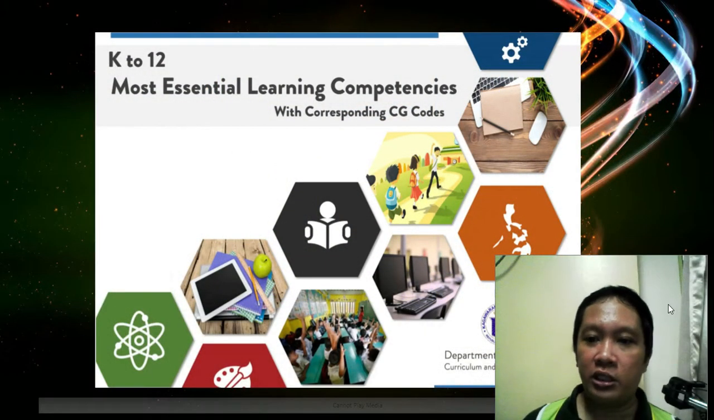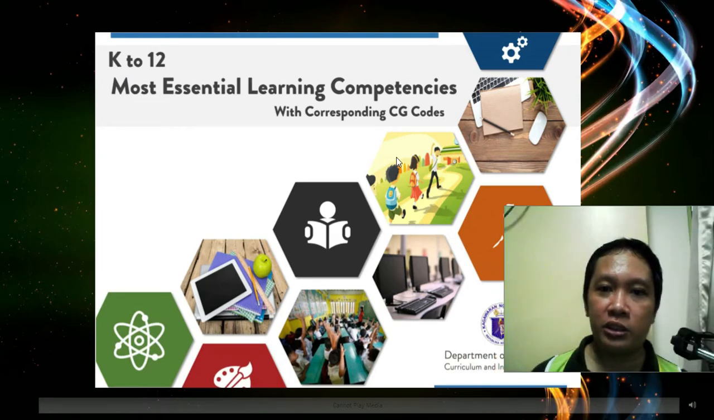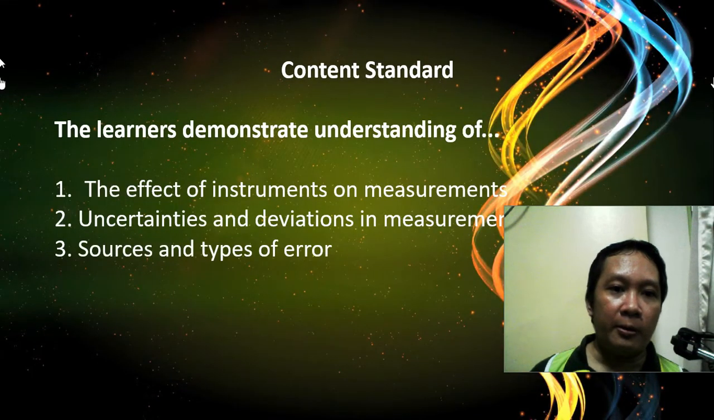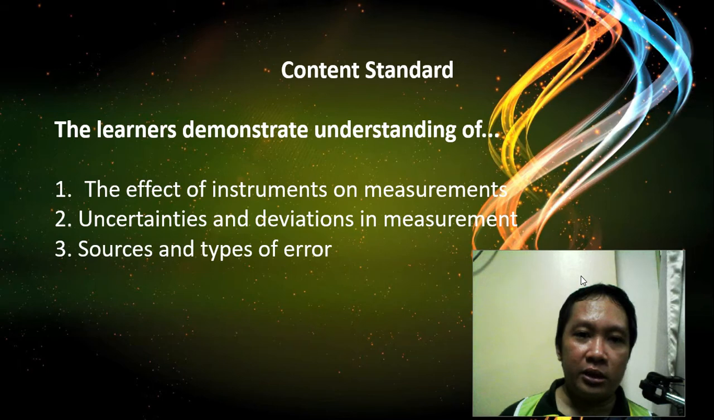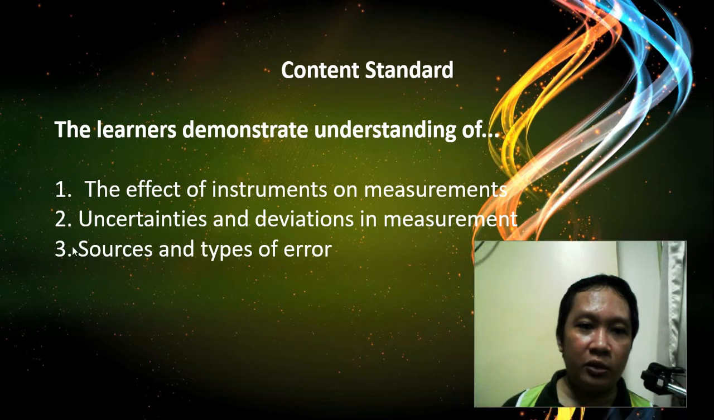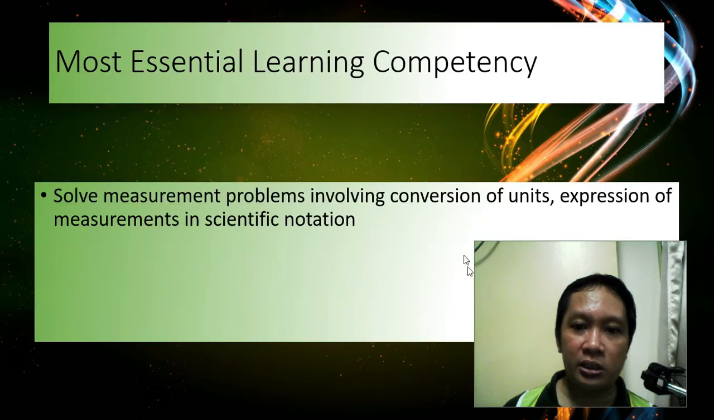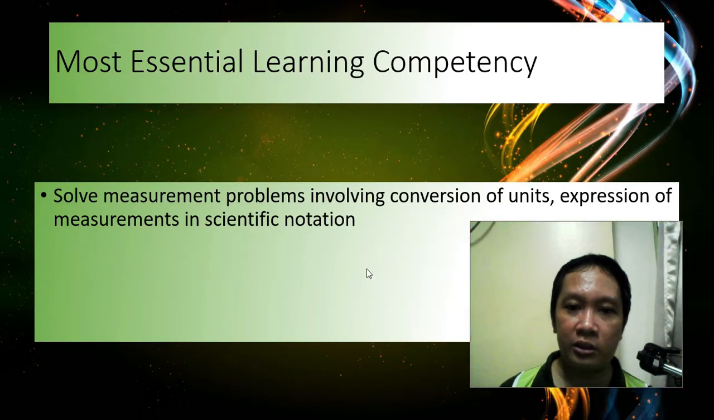Okay, so we will consider our discussion based on the most essential learning competencies that is expected by DepEd for us to cover. Based on our content standard, we'll still focus on the effect of instruments that are used in measurements, the uncertainties and deviations in measurement, as well as the sources and types of error. This is the content standard that we are trying to focus on, but specifically, these are the most essential learning competencies that we are trying to cover.